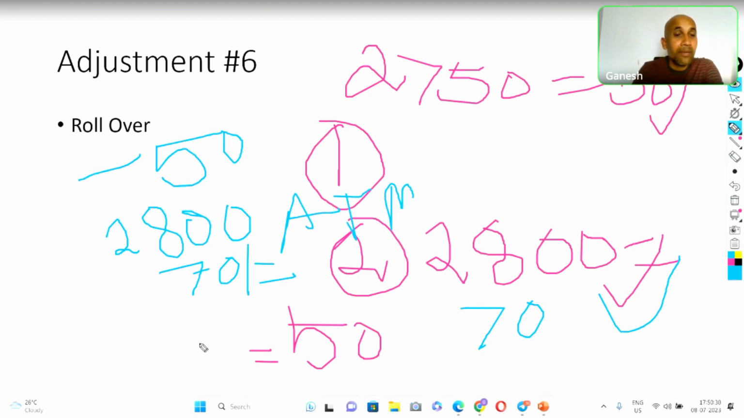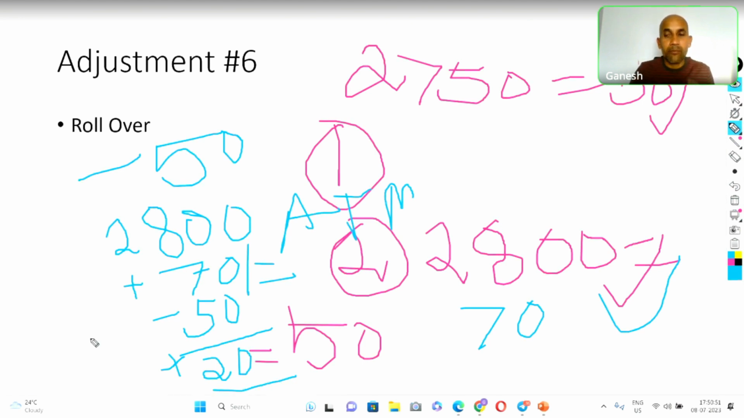Now what is the current month balance? Loss is 50, received premium is 70. Net to net, you are in 20 rupees profit. This 20 points profit per 2 months means per month is 10 rupees. Per month, you can say 10 points per month.